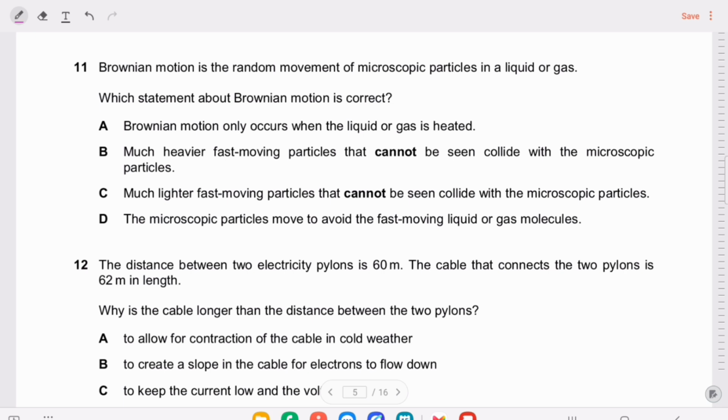The microscopic particles move to avoid the fast-moving liquid or gas molecules. So Brownian motion occurs because tiny particles are constantly being hit by the smaller, invisible and fast-moving molecules of liquid or gas. These collisions happen from different directions, causing random movement.